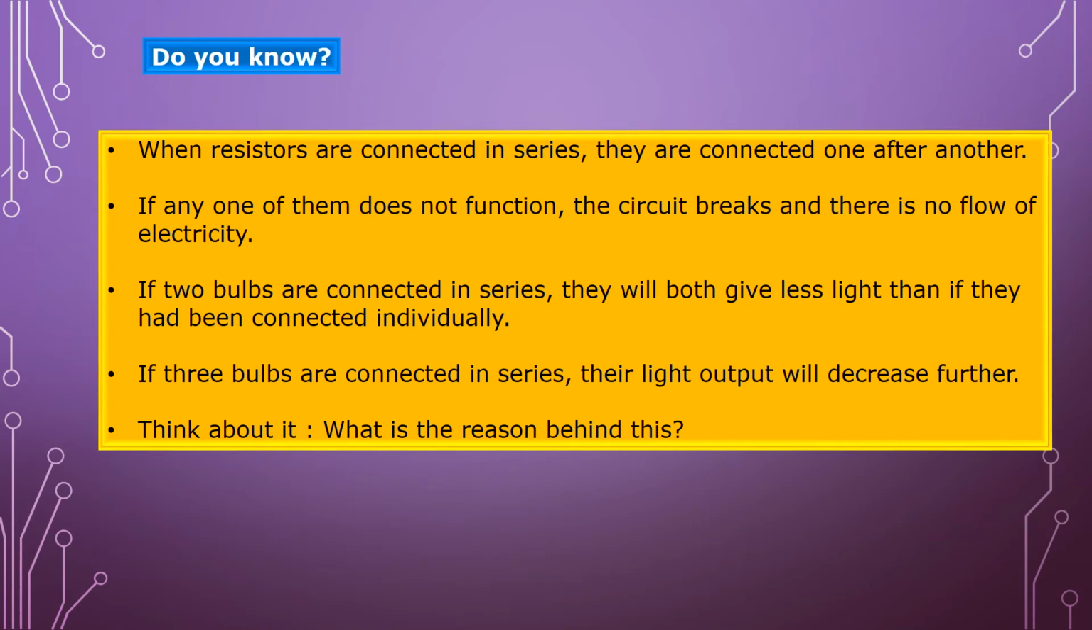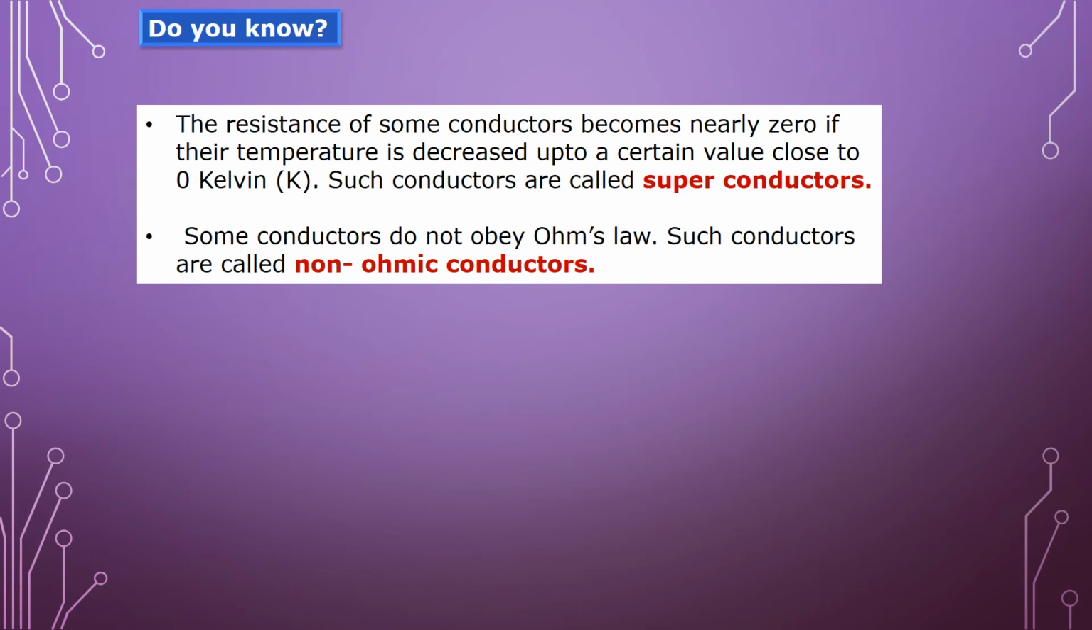Now, do you know, the resistance of some conductors becomes nearly zero if their temperature is decreased to a certain value close to 0 Kelvin, that is K. Such conductors are called superconductors. Some conductors do not obey Ohm's law, and such conductors are called non-ohmic conductors. So when the resistance of some conductors becomes zero at a temperature close to 0 Kelvin, they are called superconductors. But there are some conductors that do not obey Ohm's law. Such conductors are called non-ohmic conductors.